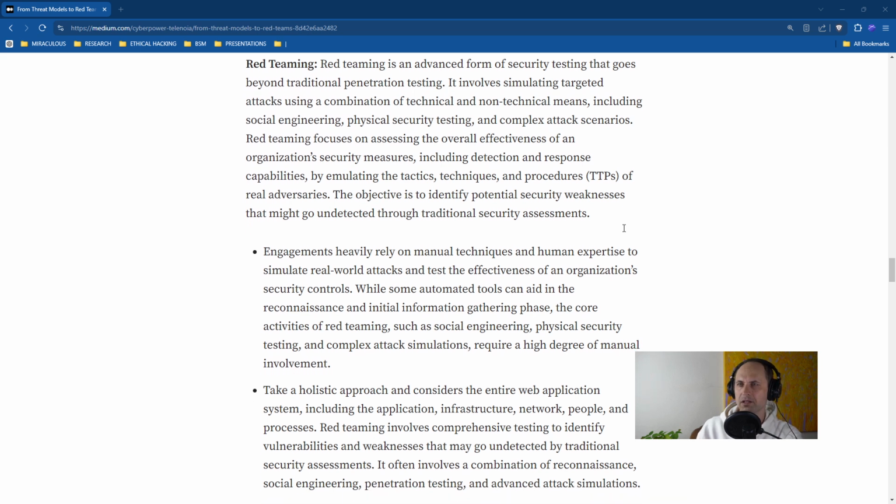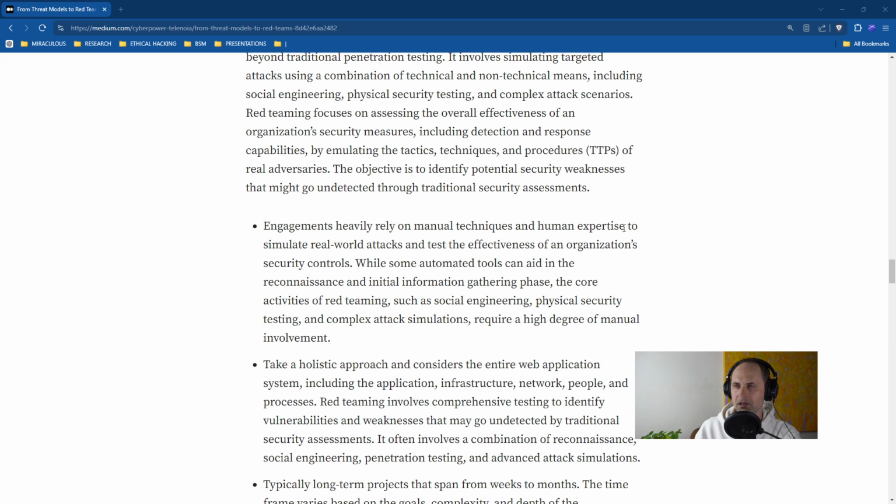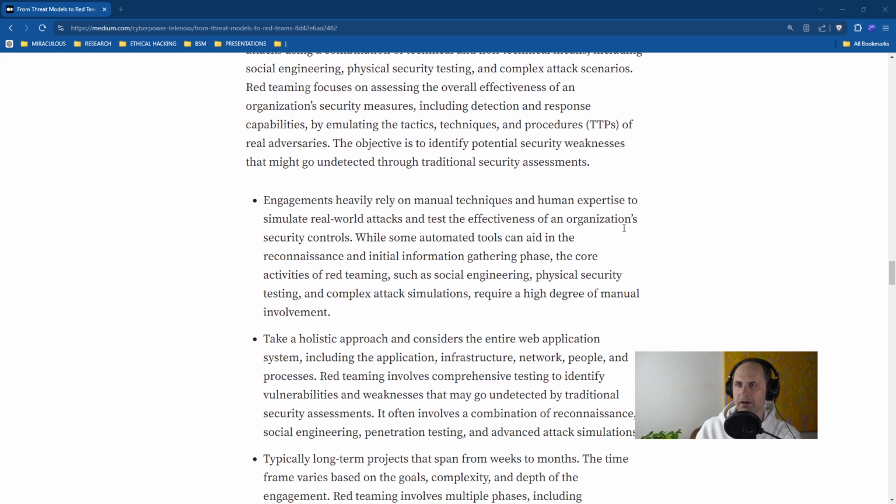Red teaming focuses on assessing the overall effectiveness of an organization's security measures, including detection and response capabilities, by emulating the tactics, techniques, and procedures, the TTPs, of real adversaries. The objective is to identify potential security weaknesses that might go undetected through traditional security assessments.